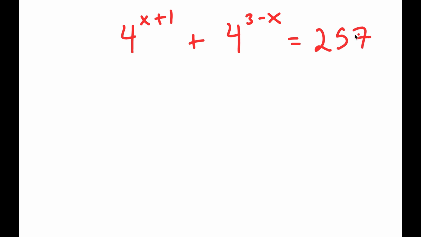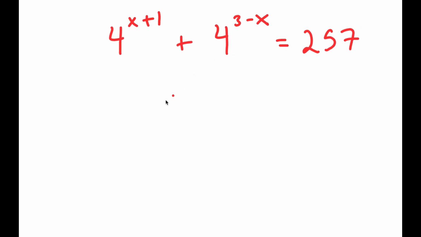Alright, so in this video, I'm solving the equation 4 to the power of x plus 1 plus 4 to the power of 3 minus x is equal to 257. So I'm going to first start by using the property a to the power of m plus n is equal to a to the power of m times a to the power of n.